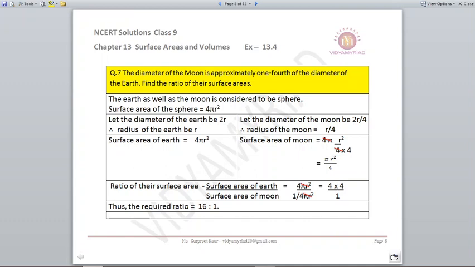Put it into the formula of 4 pi r square. You are left with pi r square upon 4. We need to find out their ratio. So surface area of earth upon surface area of the moon. So earth was 4 pi r square. Moon is pi r square upon 4, or 1/4 pi r square. That comes to 4 into 4 upon 1. So required ratio is 16:1.